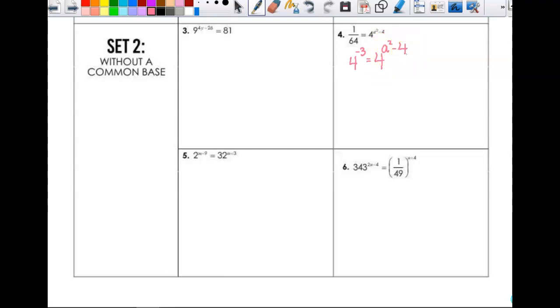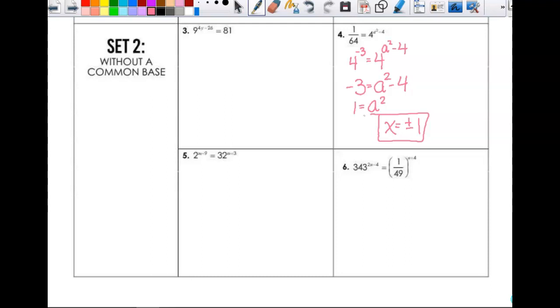Now that you have the common bases, they get to come out of the exponent. Negative 3 equals a squared minus 4. So 1 equals a squared. What is a equal? If you say 1, my head might explode. Plus or minus 1. If you take the square root, you have to put in a plus or minus. Okay, we good?